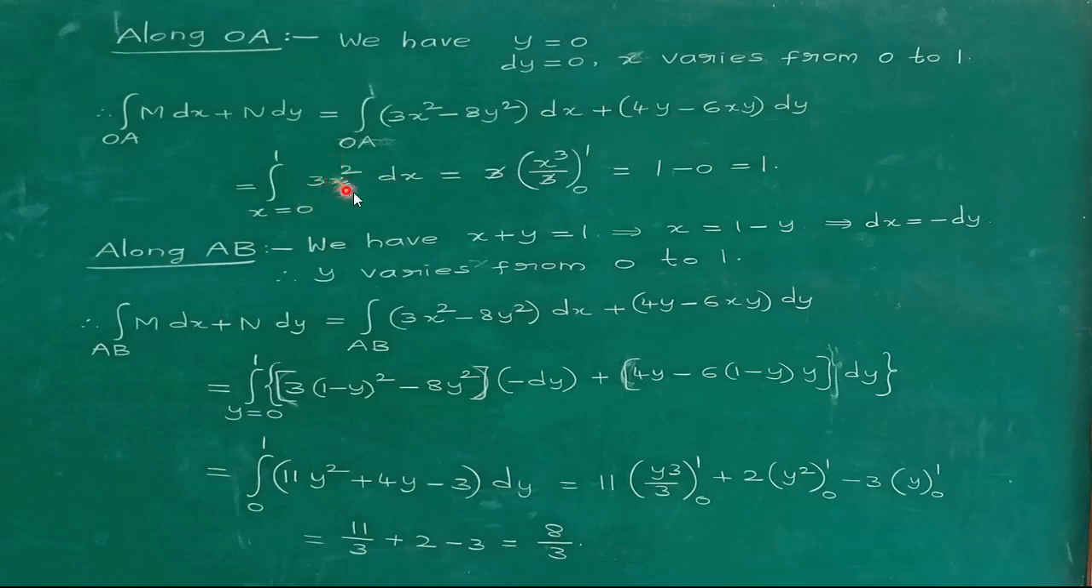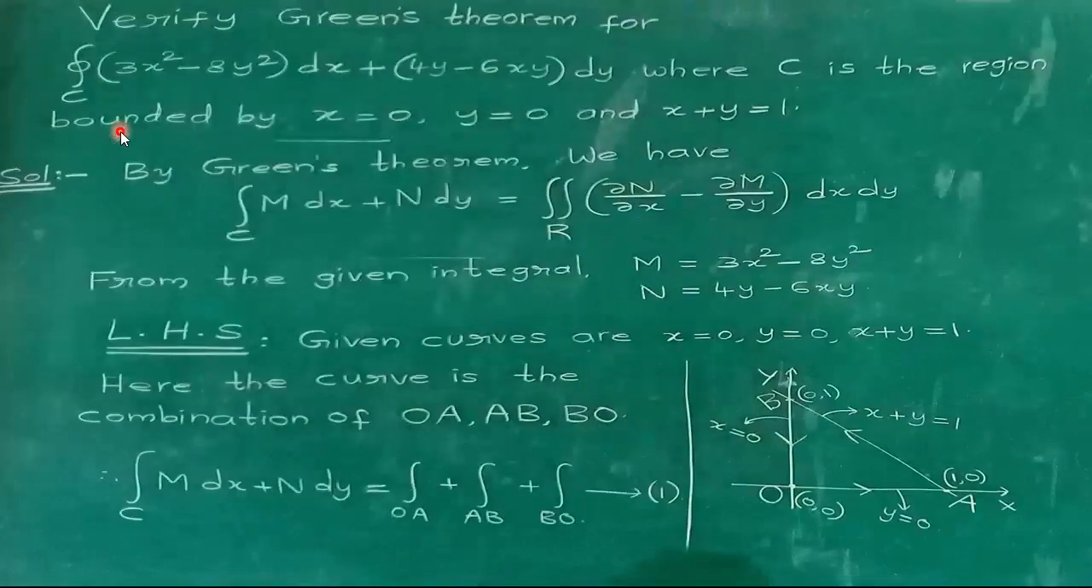The integration of x squared with respect to x is x cubed by 3. Here 3 is cancelled. What are the limits we have? 0 to 1. Substitute the limits. If we substitute the upper limit, we get 1, minus the lower limit, we get 0. So 1 minus 0 is 1. So this is the line integral value along OA. Now we have to find the line integral value along AB.